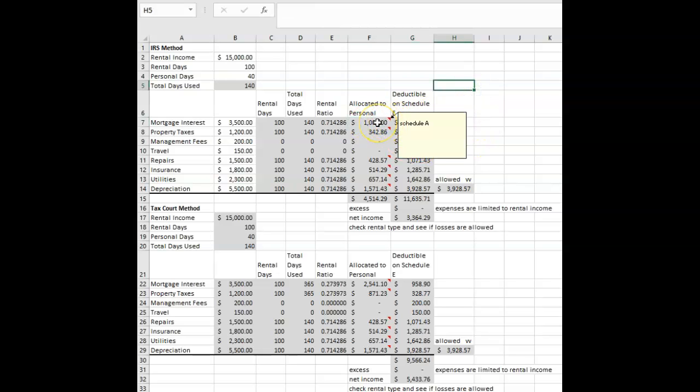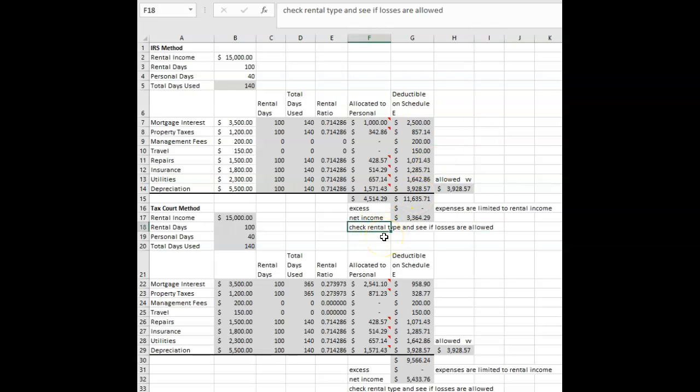Then I put a note in these two cells for mortgage interest and property taxes that those expenses can actually be deducted on Schedule A, your personal itemized deductions. But the rest of these expenses, just like any other personal home, these are not deductible expenses. Same thing down here.